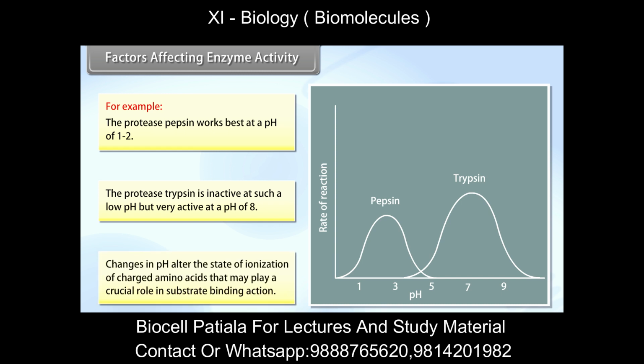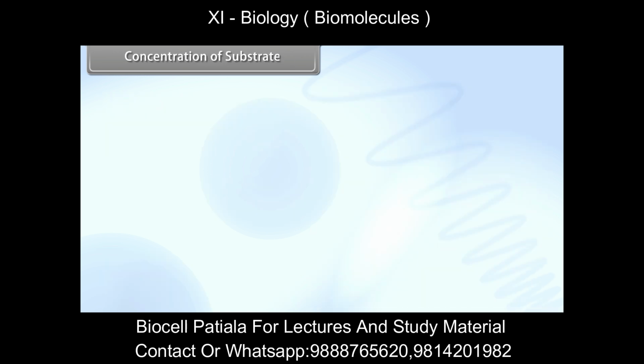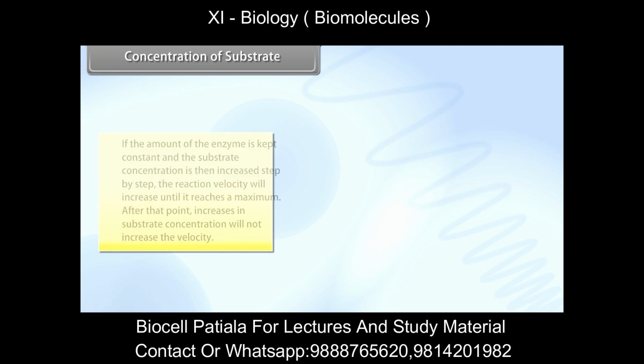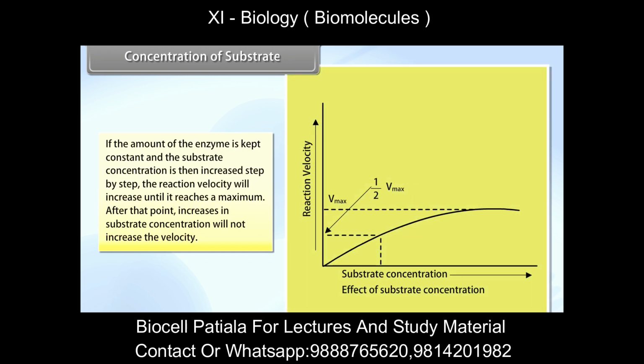Changes in pH alter the state of ionization of charged amino acids that may play a crucial role in substrate binding action. Concentration of substrate: if the amount of enzyme is kept constant and the substrate concentration is then increased step by step, the reaction velocity will increase until it reaches a maximum. After that point, increase in substrate concentration will not increase the velocity.